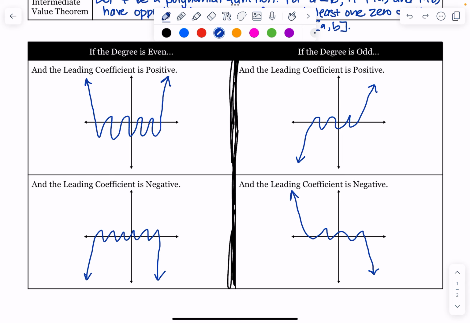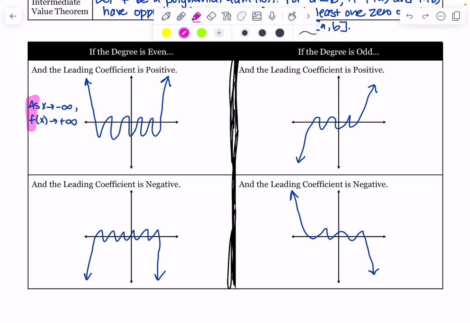So if the degree is even and the leading coefficient is positive, as x goes to negative infinity, so that's the left, f of x approaches positive infinity. I'm going to put a positive there so we can see. So that means on the left side, let me use some colors here, we're pointing up. On this side, as x goes to positive infinity, or right, f of x is also going to positive infinity. I'll use a different color here, green. So on the right side, it's pointing up.